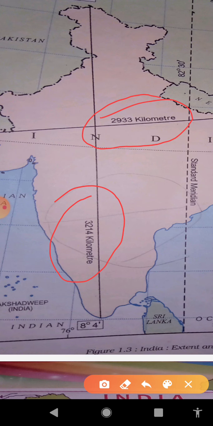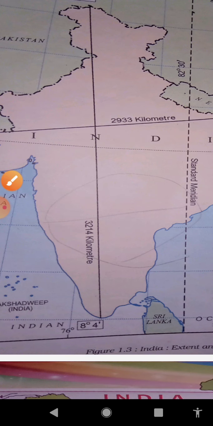You may get the question: though the north-south and east-west extent of our country is almost the same, that is 13 degrees, we are getting a difference in the north-south and east-west extent. So if you get the question to write about the reason due to which we get this difference, simply what you can write here is this.